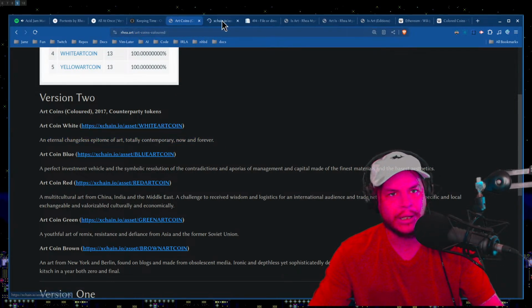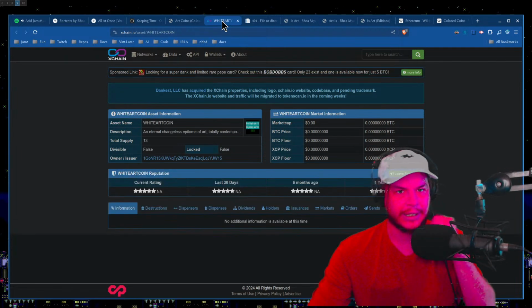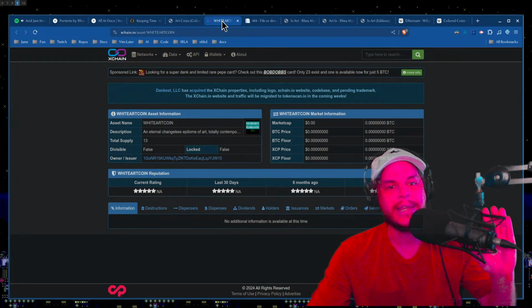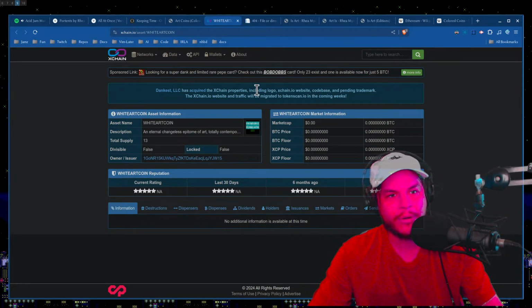And we're looking at links before. Well, let's re-click again here. So, Dankest LLC has acquired the Exchange properties, including the logo, Exchange website, codebase, and pending trademark. The Exchange website will be migrated to TokenScan.io in a few weeks right here. So now right here, we've got the Whitecoin art information. We have the asset name, Whitecoin art. We've got the description right here, exactly what we just read before.